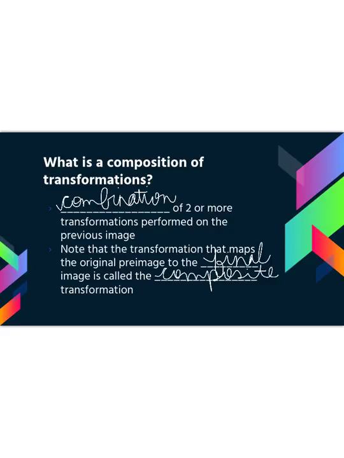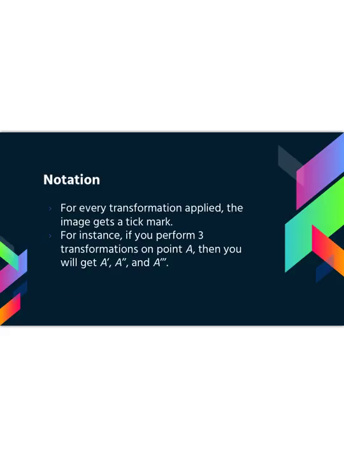When performing a composition of transformations, note that the transformations performed don't have to be the same type. For instance, you could have a rotation that's followed by a reflection, that's followed by a different reflection, that's followed by a dilation. So it's not like you have to do a translation followed by a translation or a rotation followed by a rotation. It can be any combination of any of the transformations.